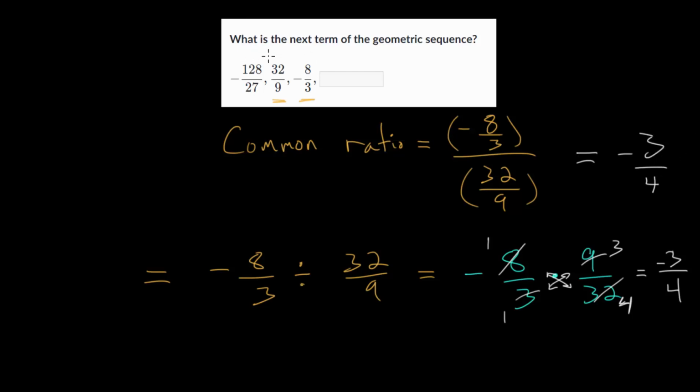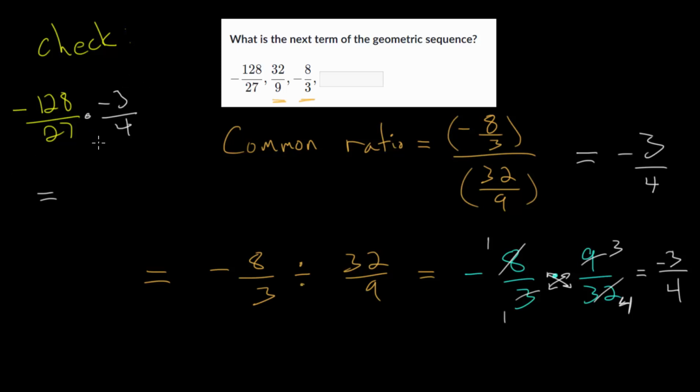So that means from one term to the next, we are multiplying by -3/4. And you could check this just to make sure that you are doing this correctly. We can use this starting term to prove that if we multiply it by what we think is our common ratio, we'll get back this next term, 32 over 9. So we can take -128 over 27, and we're going to multiply that by our common ratio, which is that -3/4.